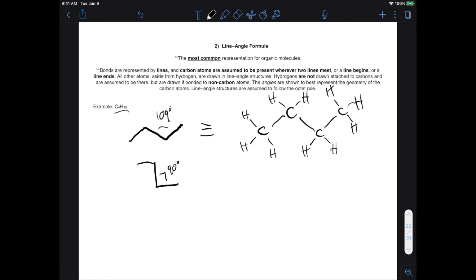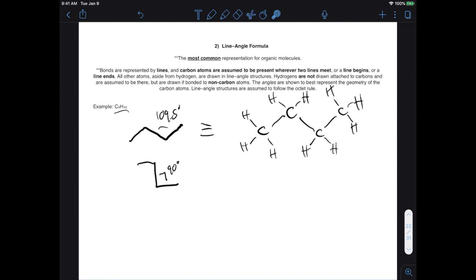You know, and these drawings don't have to be perfectly angled. You don't need to get out a protractor or anything. But as long as they're not sharp right angles like this, then you have the correct line angle structure here. And sometimes when we draw out these line structures, you might draw in the carbons just for clarity for a certain problem we're doing.